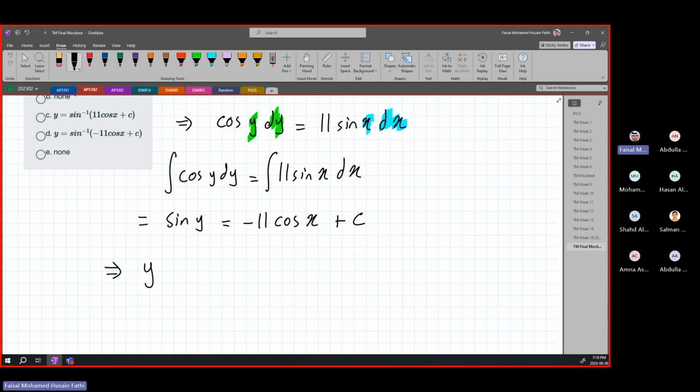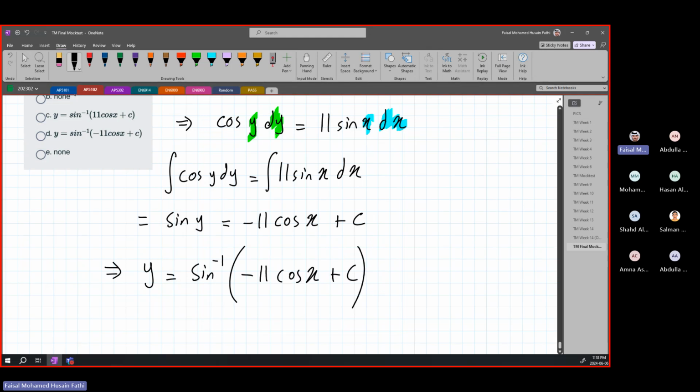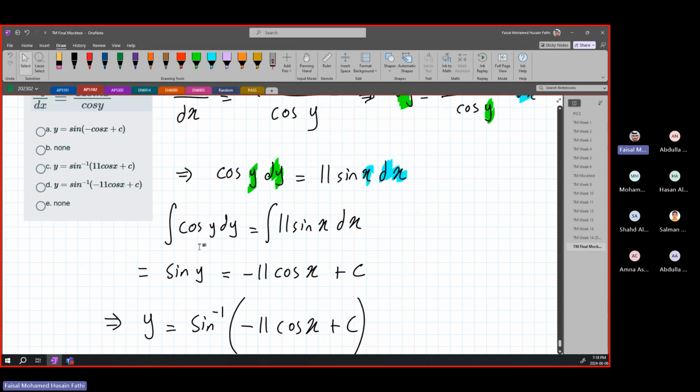So this is going to be y is equal to sine to the power minus 1, which is known as inverse sine, of everything on the right side. So minus 11 cosine x plus c. And this is your final answer. So it is sine inverse of negative 11 cosine x plus c, which is the value over here, and that is the end of the mock test.